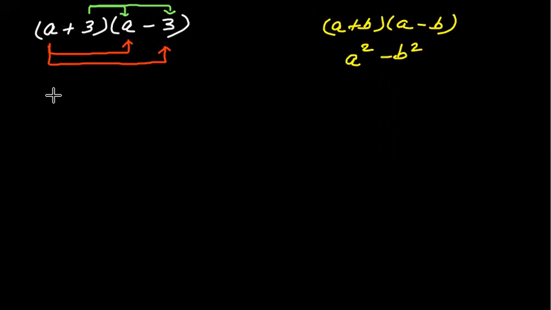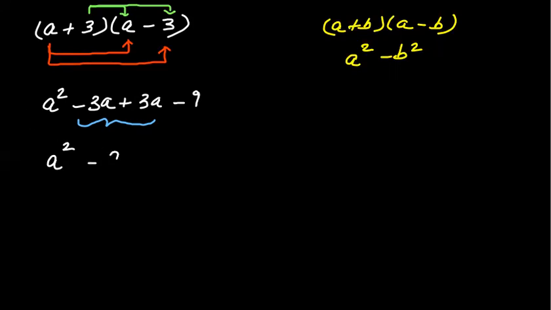A times a is a squared. A times minus 3 is minus 3a. 3 times a is plus 3a. And 3 times minus 3 is minus 9. But you will realize that right here, they're like terms. So I have minus 3a and plus 3a, so I can add them because they are both a's. And when I do that, I'm going to get 0a, which is 0. So these cancel themselves out. And what I'm left with is a squared minus 9.